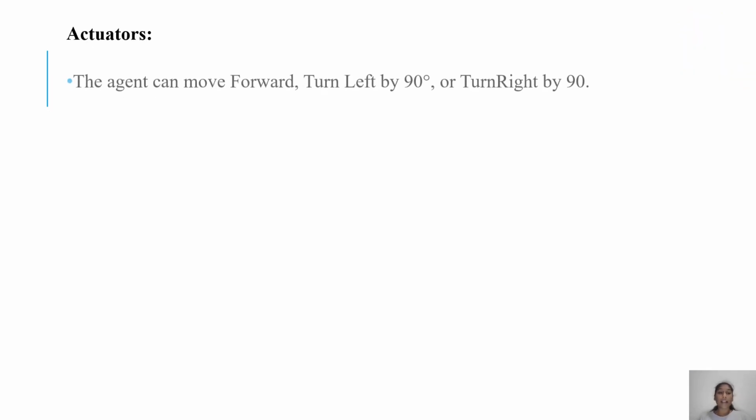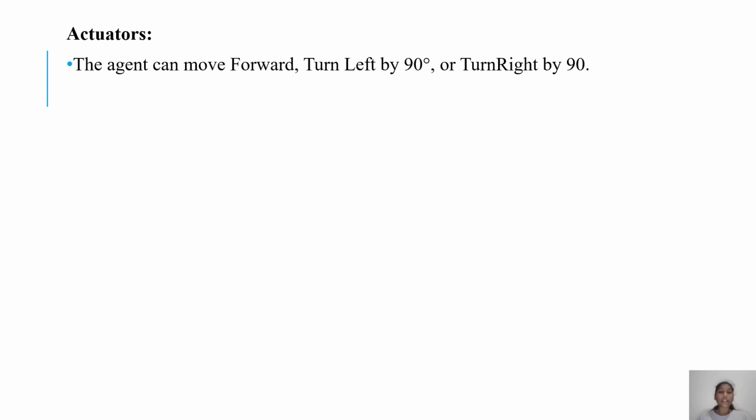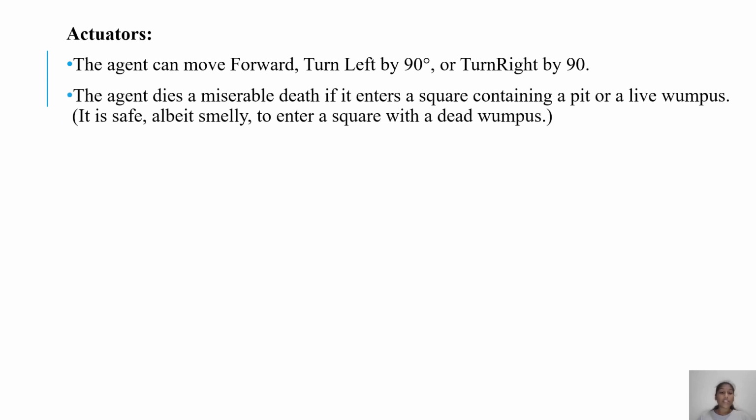Now, let us go with the actuators. The agent can move forward, turn left by 90 degrees, or turn right by 90 degrees. The agent dies a miserable death if it enters a square containing a pit or a live Wumpus.